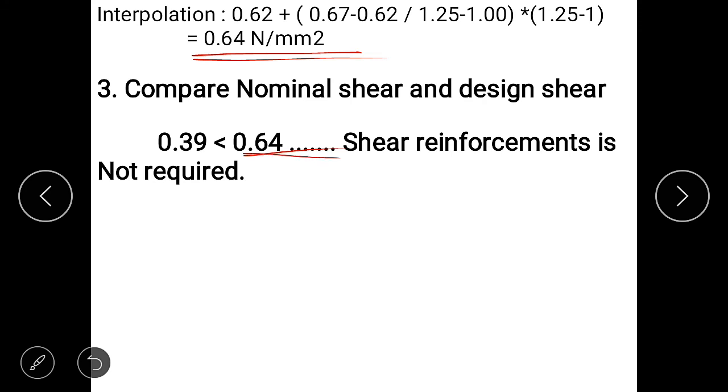Okay, so nominal shear is 0.39 and design shear is greater than nominal shear, so shear reinforcement is not required, so no need to find VUS.